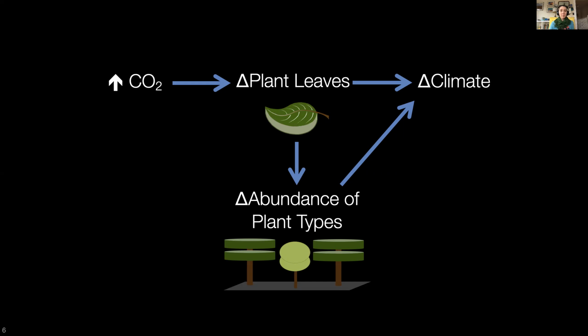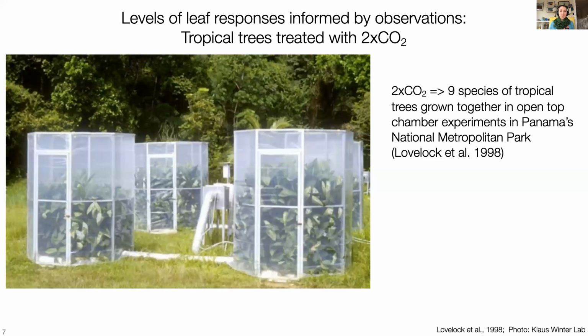We're going to use as motivation for what those changes in traits might be a study, Lovelock et al. 1998, where they looked at 9 species of tropical trees which were grown together in open top chambers with elevated carbon dioxide concentration in Panama. And we'll use the observations from this group to motivate the types of changes in plant traits at elevated carbon dioxide that we'd like to investigate, and how this impacts plant type abundance.